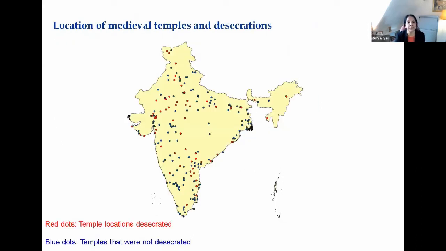This is a picture. The red dots here show you the temple locations that were desecrated. The blue dots show you the temple locations that were not desecrated. Somnath, the temple that I showed you, is in this corner of Gujarat over here.